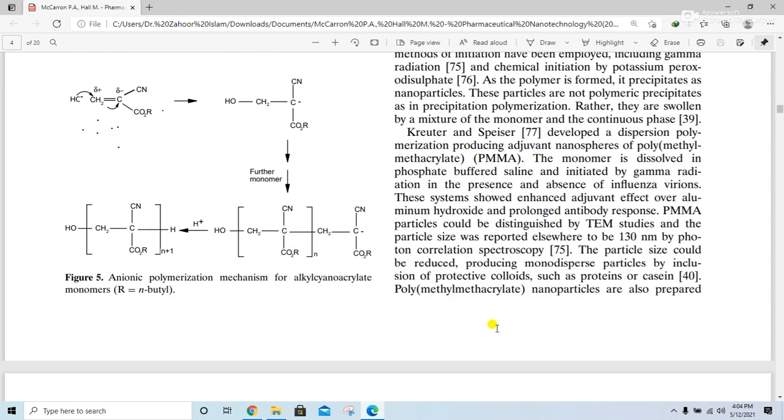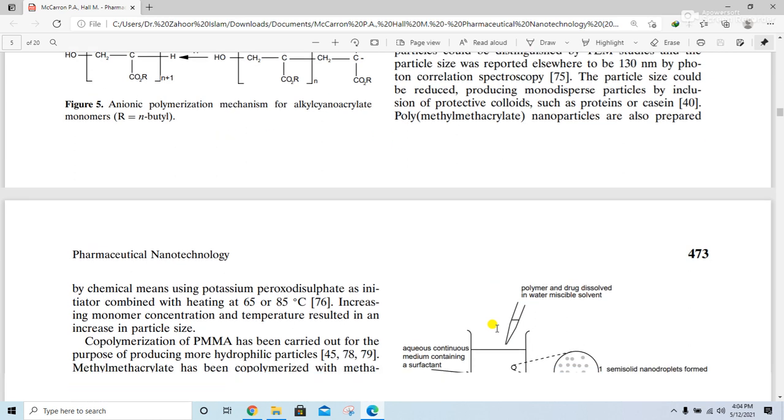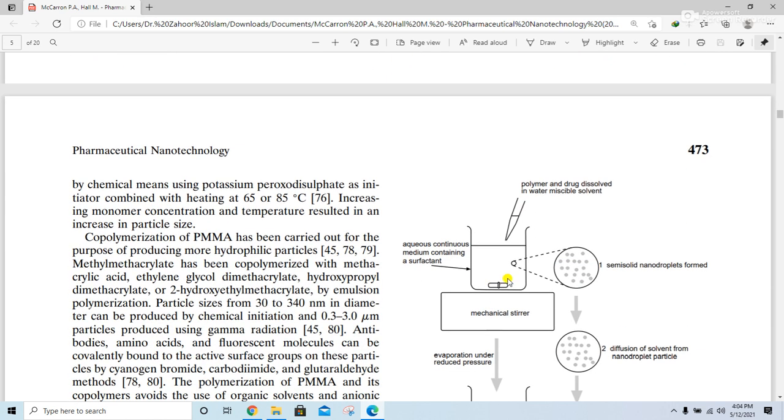Polymethyl methacrylate nanoparticles are also prepared by chemical means, using potassium peroxydisulfate as initiator combined with heating at 65 to 85 degrees centigrade. Increasing monomer concentration and temperature resulted in an increase in particle size.